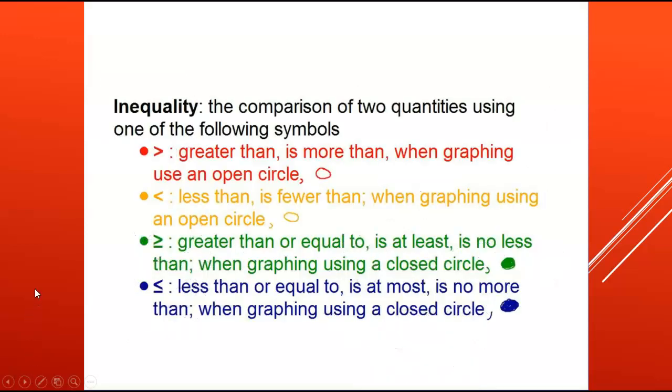So we have some vocabulary to look at today. We're going to talk about the word inequality. An inequality is a comparison of two quantities using one of the following symbols.